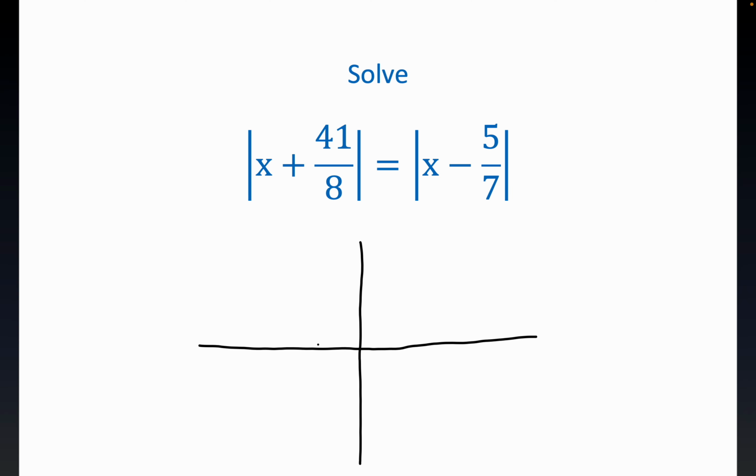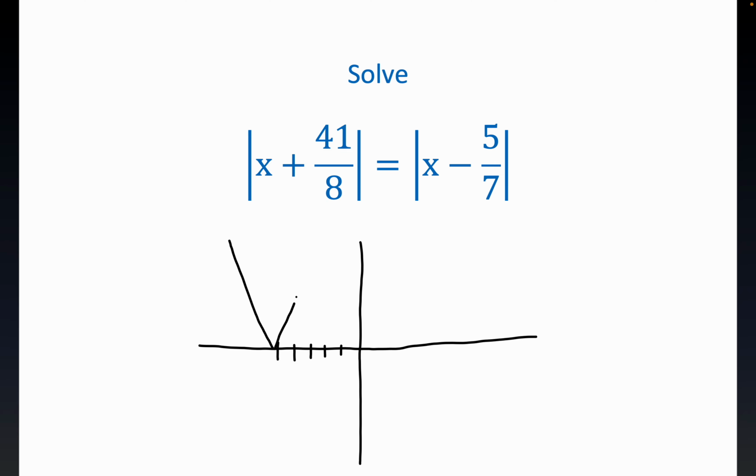Minus 41 over 8, let's count over, about 5 over: minus 1, minus 2, minus 3, minus 4, minus 5. Now, 41 over 8 is just a little bit bigger than 5. 40 divided by 8 is 5. So the bottom of this absolute value graph will be just to the left of negative 5. Okay, so there's our figure.